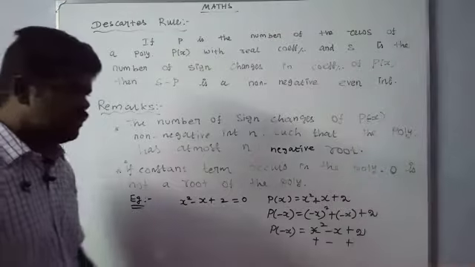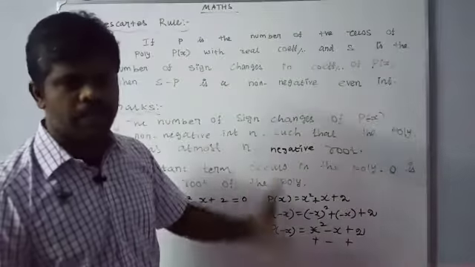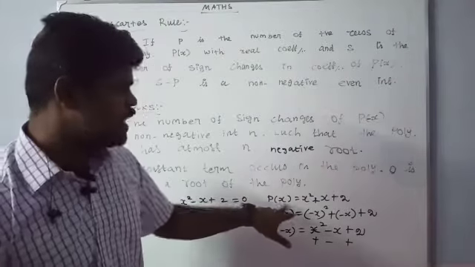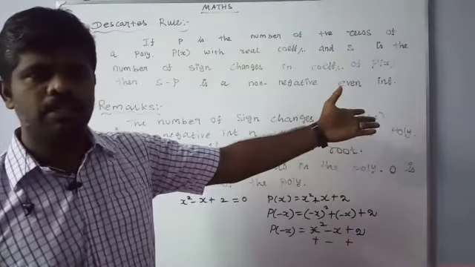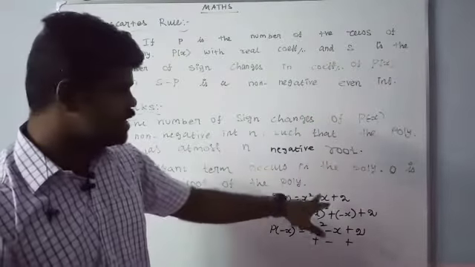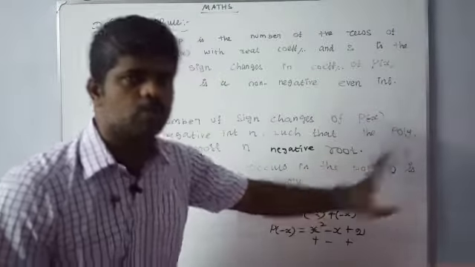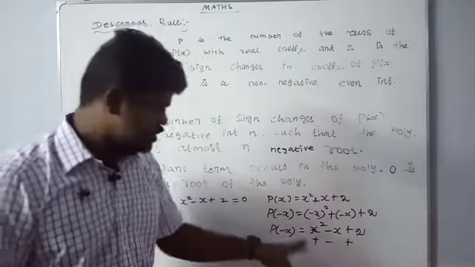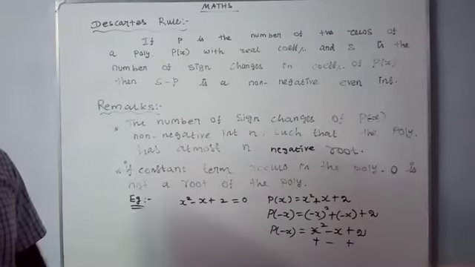Okay, we have seen how to find positive roots and how to find negative roots. How to find positive roots? If p of x has some number of sign changes, that gives the number of positive roots. There are two sign changes, so at most two positive roots. And p of minus x has two sign changes, therefore at most two negative roots.